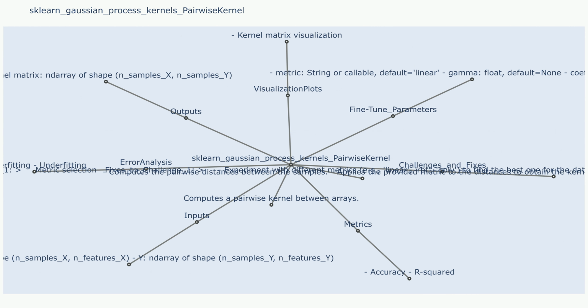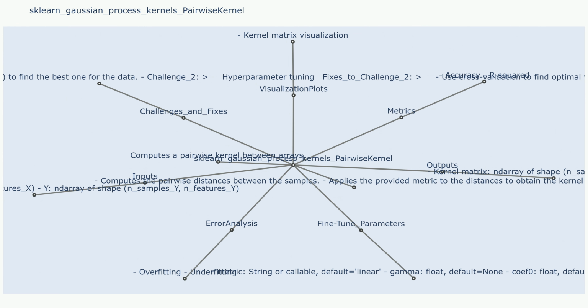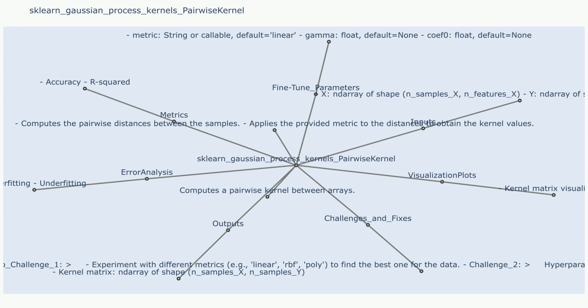Challenges and fixes: Challenge 1: choosing the appropriate metric function for a given problem can be challenging, as different metrics capture different aspects of similarity. Sample use case that resulted in challenge 1: a problem involving image data. Using a Euclidean distance metric might not capture the similarity between images well, as it doesn't consider the spatial relationships between pixels.